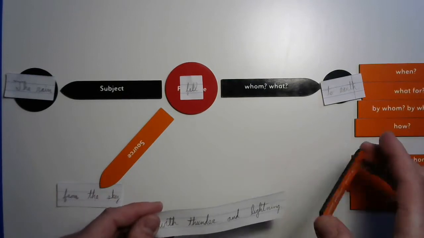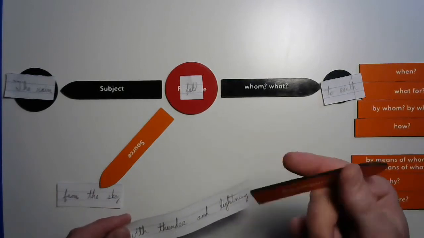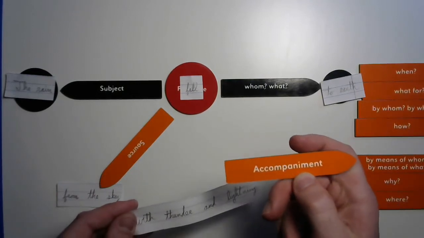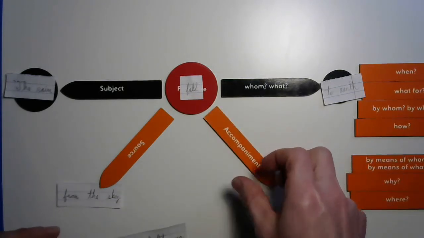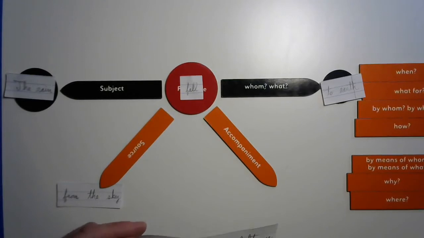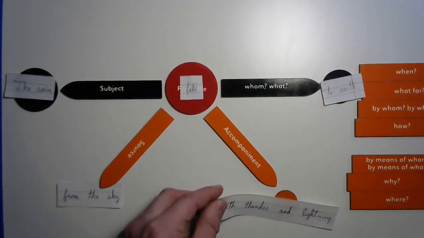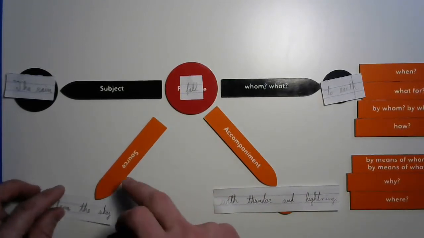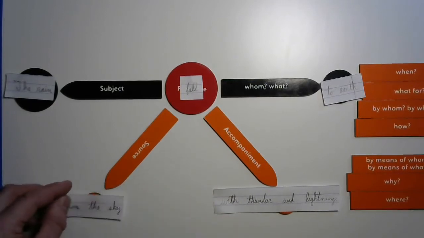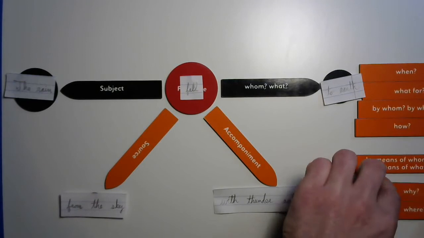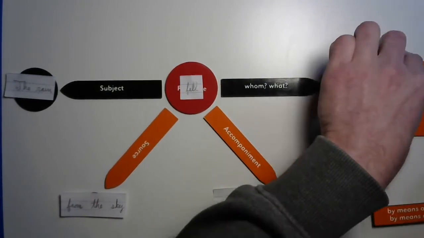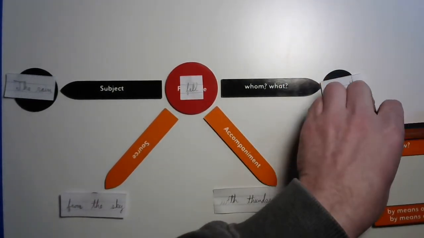With what? The adverbial extension of accompaniment. Did the thunder and lightning accompany the rain? It sure did. We have an adverbial extension right there of accompaniment. Oh, and I almost forgot my circle there. So there is our sentence analysis. It's complete. I'm going to clear this space because we're about to do something magical with it.